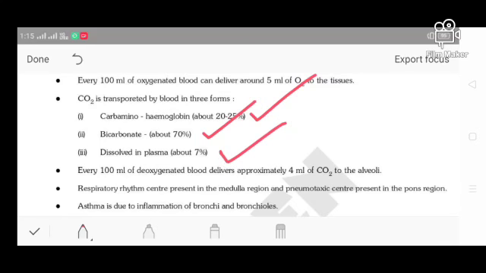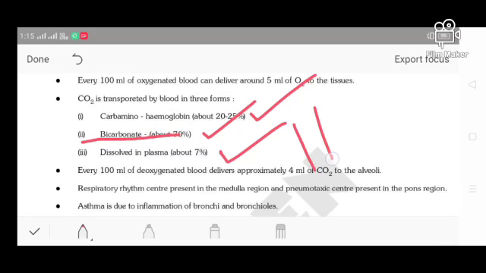The first one I am going to discuss is carbaminohemoglobin. When carbon dioxide is attached to hemoglobin, it is known as carbaminohemoglobin. It accounts for about 20 to 25% of the total carbon dioxide gas which is transported in the blood.